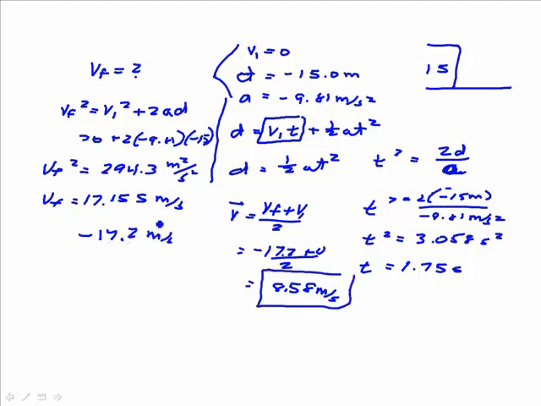Same with this one. They actually mention how fast is the speed. If they want velocity, they have to be more specific. But there's a solution to A, 1.75, B, negative 17.2, or just 17.2 meters per second, and C, 8.58.